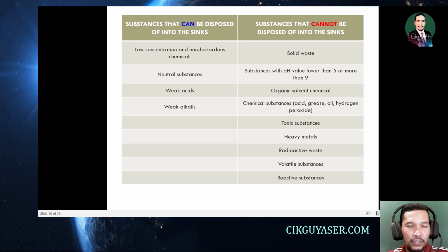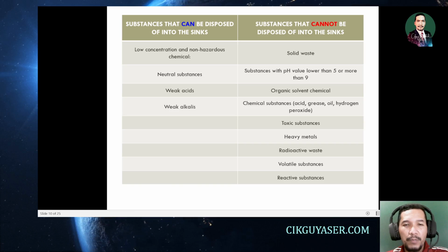Okay, the substance that cannot be disposed into the sink on the right side is the solid waste substance with pH value lower than 5 or more than 9. Lower than 5 is acidic, and more than 9 is strong alkaline. And the third substance that cannot be disposed is the organic solvent chemicals.